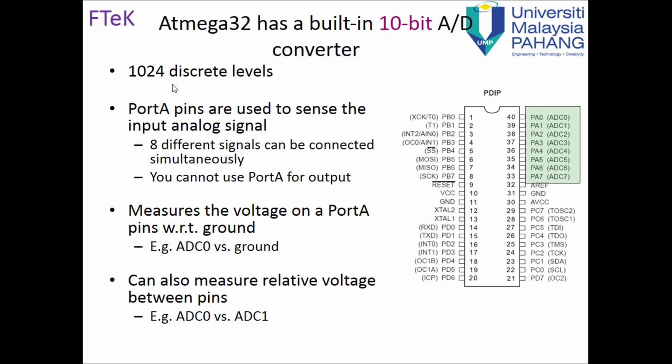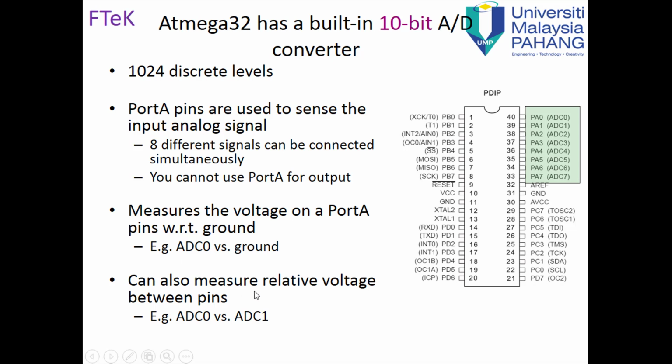So it has 1024 discrete levels. Why? Because it's a 10-bit ADC, so 2 power 10 is 1024. That means the range between 0 and 5 volt can be divided into 1024 levels. As I said, port A pins are used to sense the input analog signals connected simultaneously. Of course, if you are using port A as ADC, you cannot use it as a digital port. It's only an analog port.